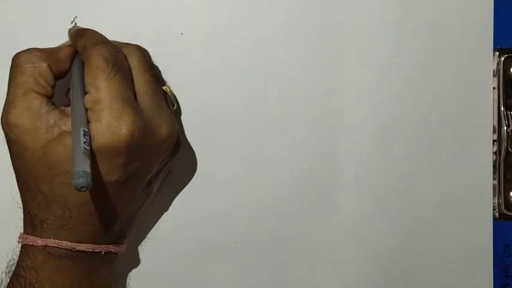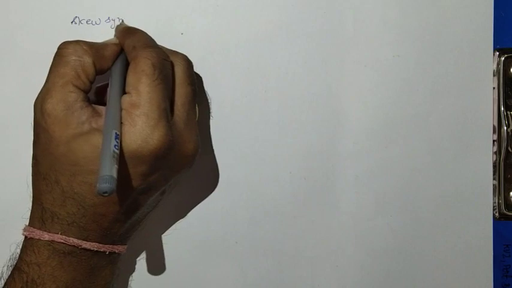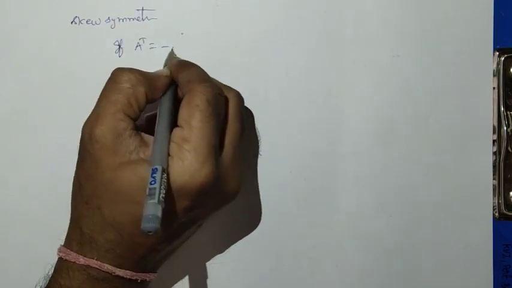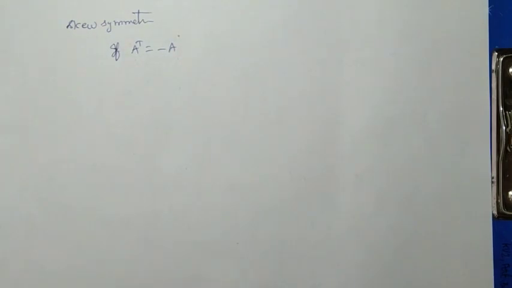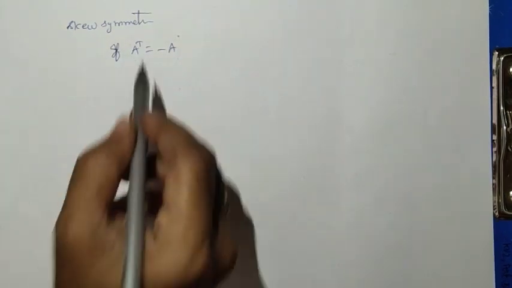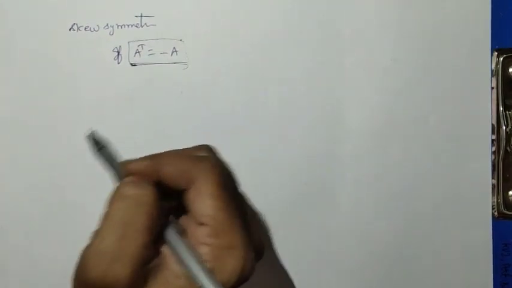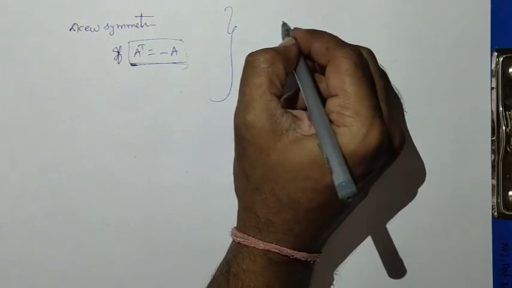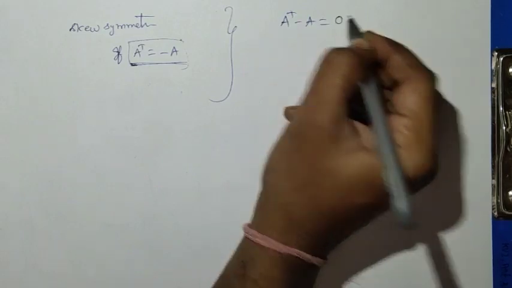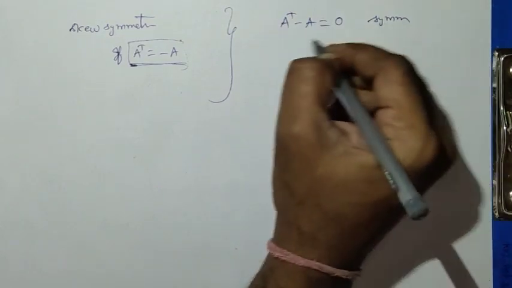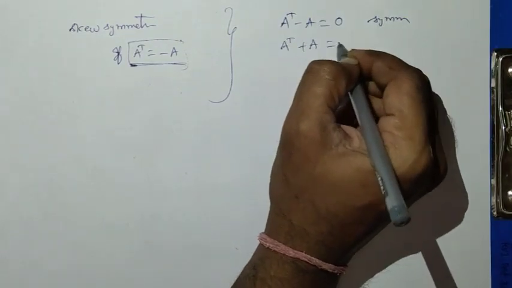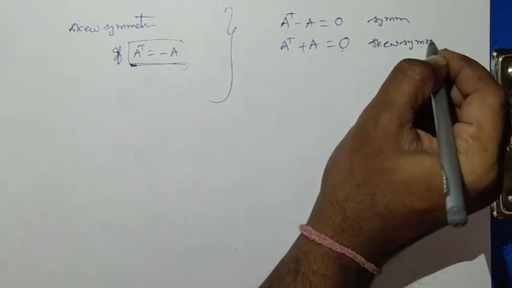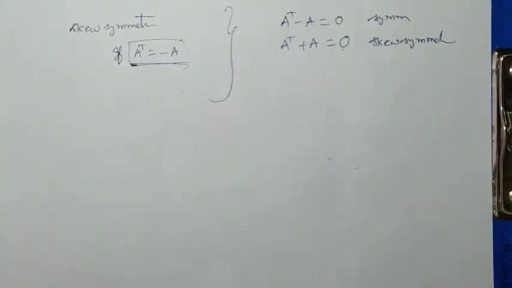So what is a skew symmetric matrix? Look very carefully. If A transpose is equal to minus A, here also a comparison happens, so A must be a square matrix. If A transpose is equal to minus A, then it is called a skew symmetric matrix. In other words, if A transpose minus A is equal to 0, the matrix is called symmetric. If A transpose plus A is equal to the null matrix, then the matrix is called skew symmetric. In this way also we can define symmetric and skew symmetric matrices.